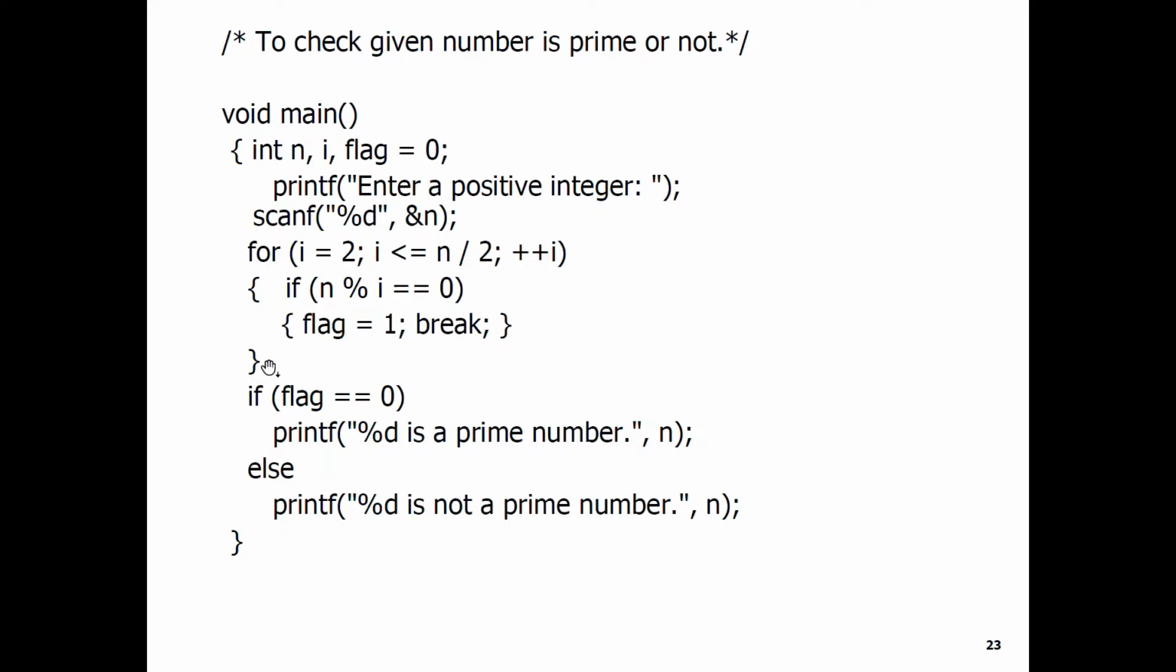Here we go on repeating the for loop. How long? You could have gone until n, but we go until n by 2 to minimize the number of computations, and like this the for loop is going to repeat. Finally, when the for loop comes out, we take the help of flag. Initially flag was 0. If flag is 0, the given number is a prime number. If flag is 1, the given number is not a prime number. So beautifully we check whether the given number is prime or not, using a simple for loop, the break statement, and the flag variable.